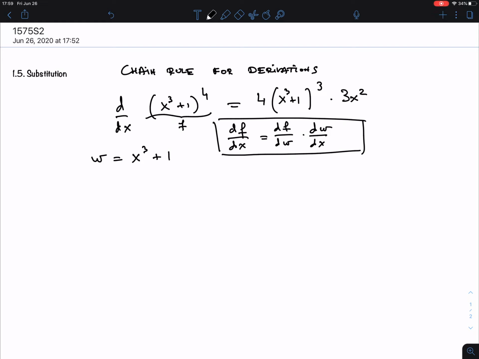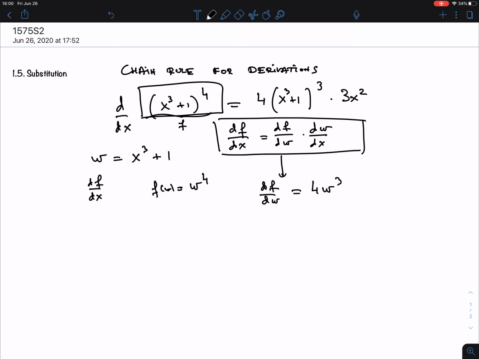And so, what does this mean then? Well, if we want to calculate df dx, this tells you there are 2 things you have to calculate: df dw. So now you have to write this f in terms of w. What is f in terms of w? So f of w is now just w to the 4th. That's the whole point of the inside function, right? And so the derivative of that is just the power rule.